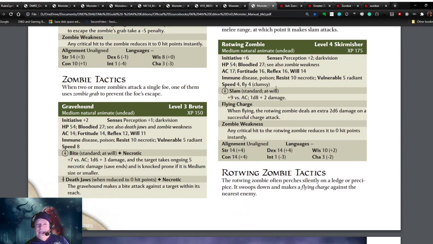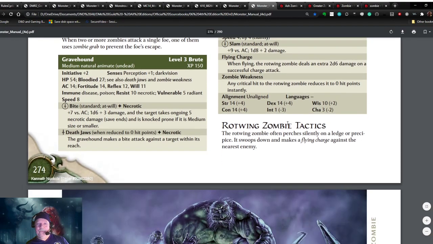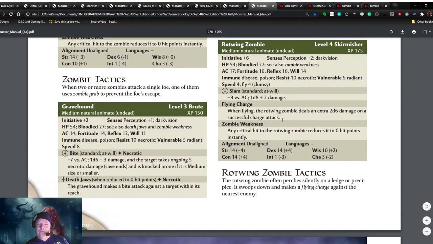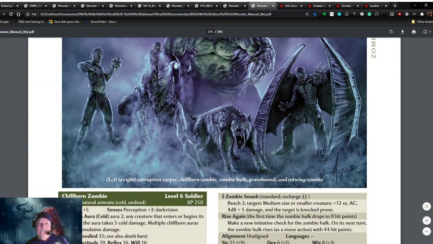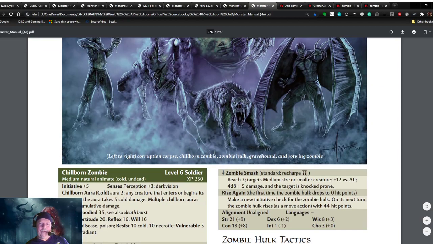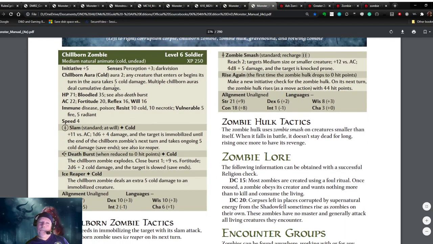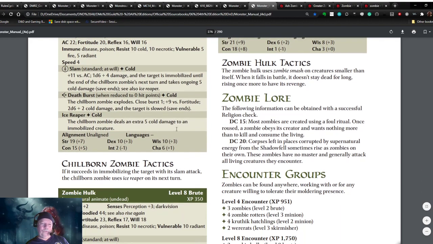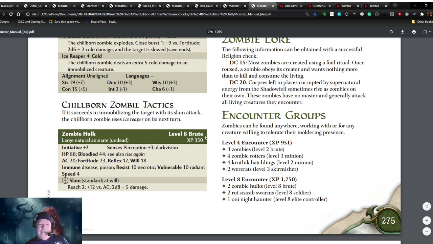Rotwing Zombie. This thing is a level 4 flying zombie. Ugh. Any critical hit reduces it to 0, so it's got that same weakness. Flying charge. When flying, the Rotwing Zombie deals an extra 2d6 damage on a successful charge attack. Alright, so then here's all of your different kinds of zombies. A Chillborn Zombie is a cold aura, and it's a level 6 soldier. And a Zombie Hulk is a level 8 brute.